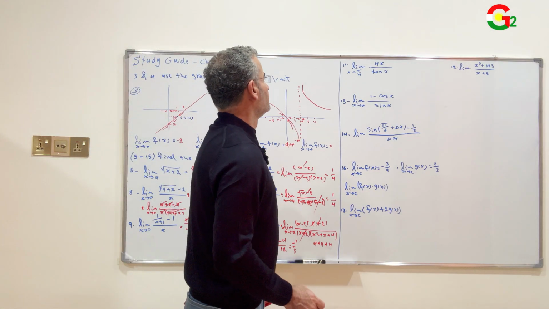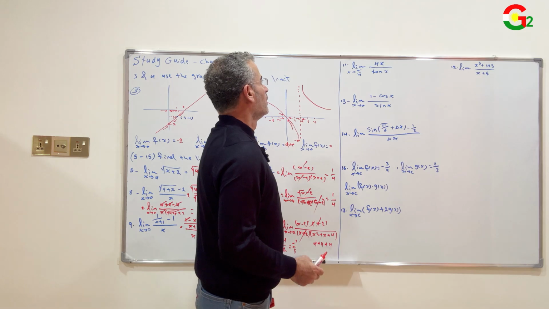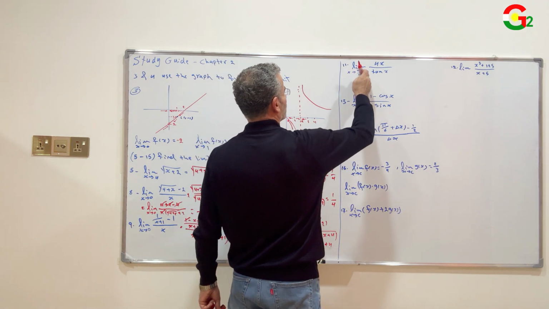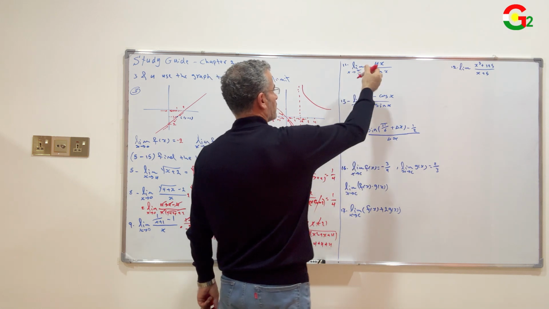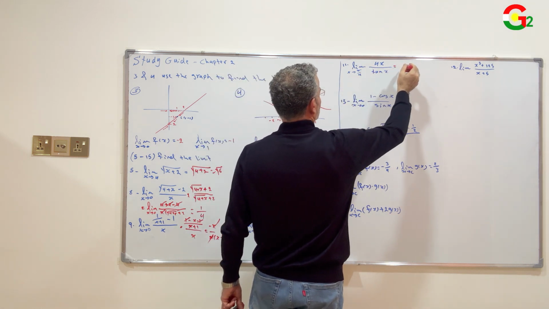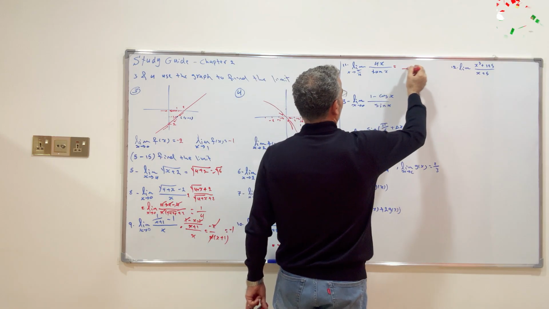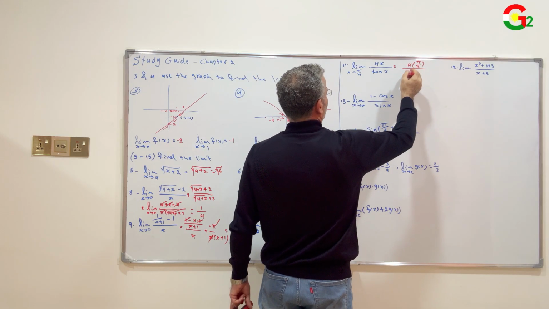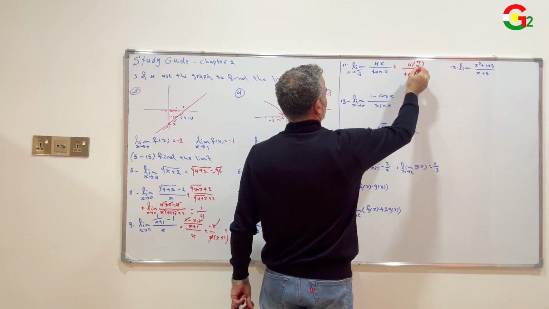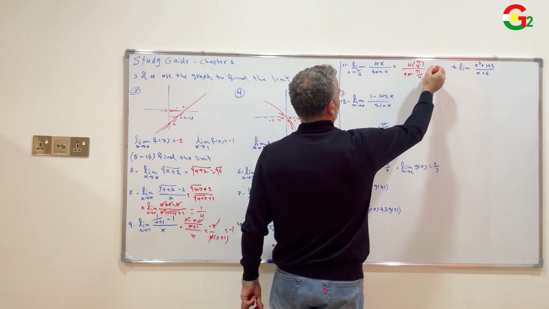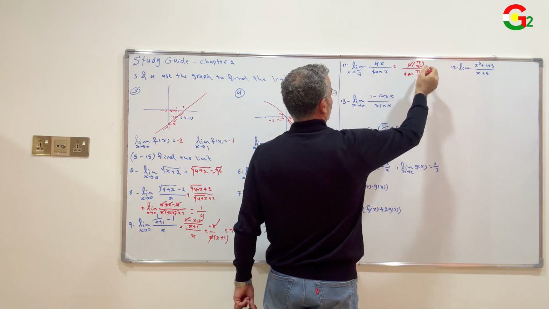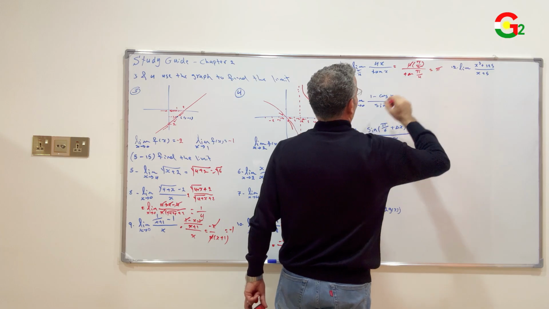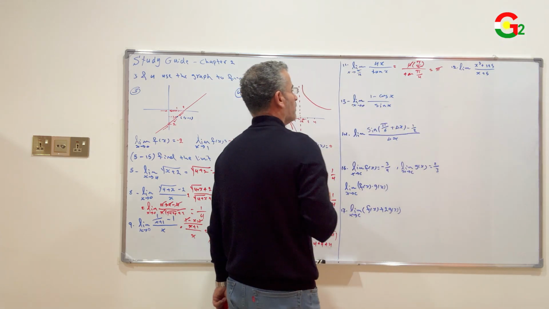Number 11, limit of 4x over tan x as x approaches pi over 4. Pi over 4 is within the domain of this function. Then substitute directly, equal to 4 times pi over 4 over tan pi over 4, equal to 4 with 4, tan pi over 4 is 1. The answer is pi.